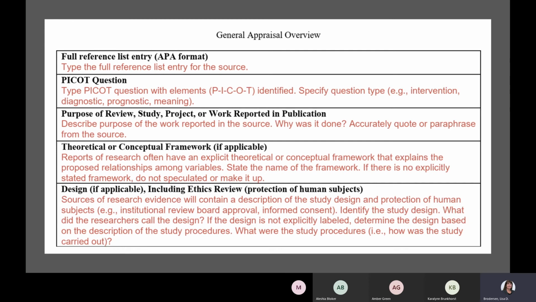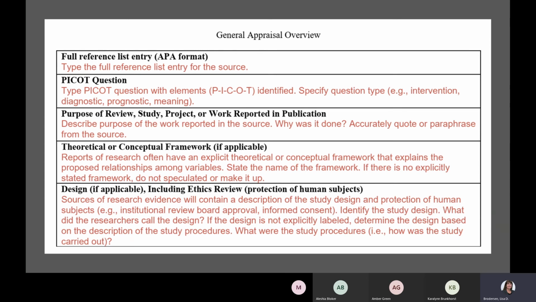Okay, then the next section, and you're going to find that most of these sections seem very oriented towards a report of a study or a systematic review, and that's just sort of the nature of the evidence-based practice process, because you always want to use the best available evidence, and you hope that there's research evidence available to answer your PICO question, because that's going to provide you with the best available evidence.